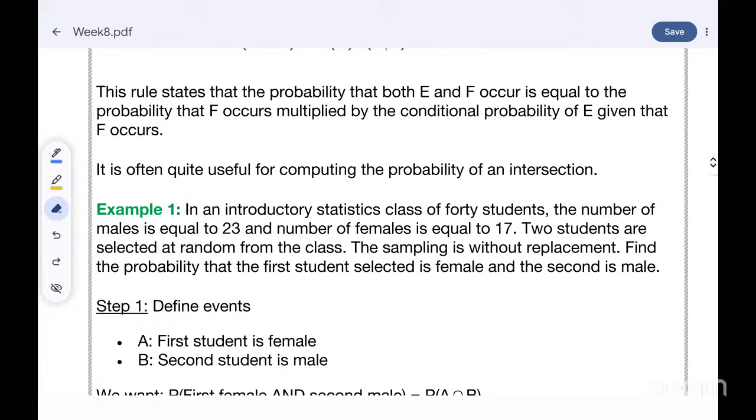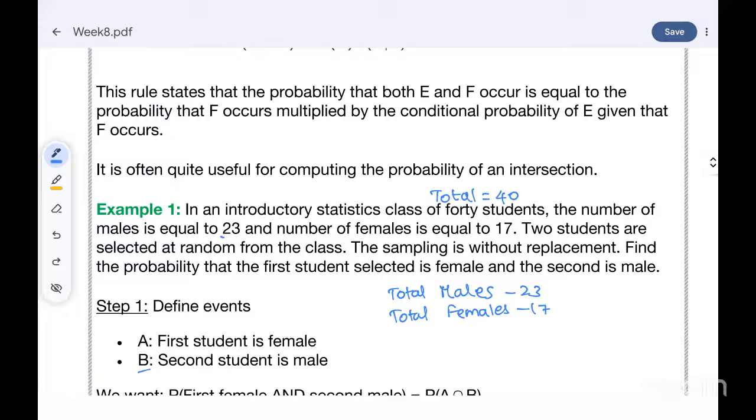In an introductory statistics class of 40 students, the number of males is equal to 23 and the number of females is equal to 17. So what is the total count of students? 40. Out of that you have males 23, so total males is 23 and total females is 17. Now, 2 students are selected at random from the class.